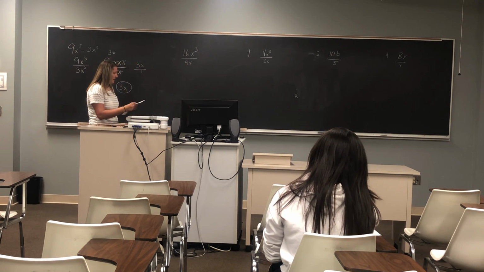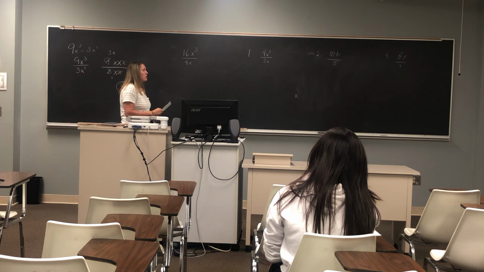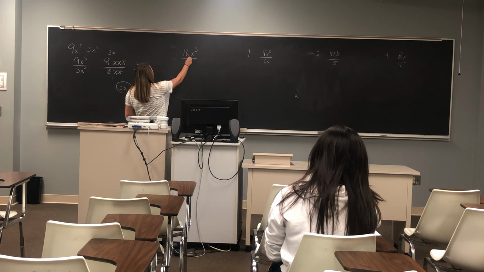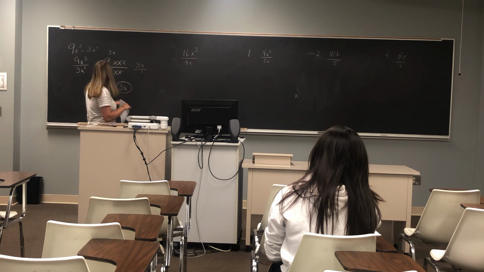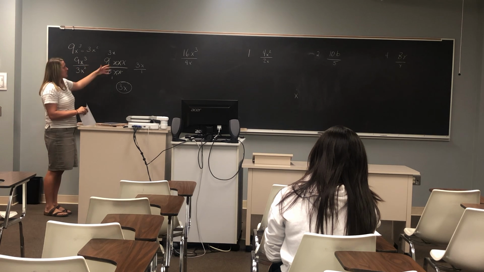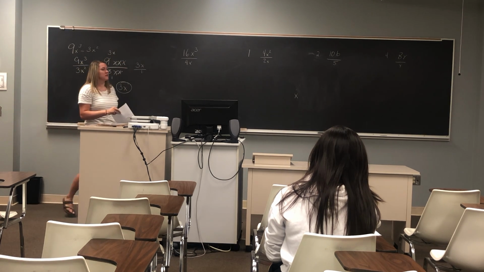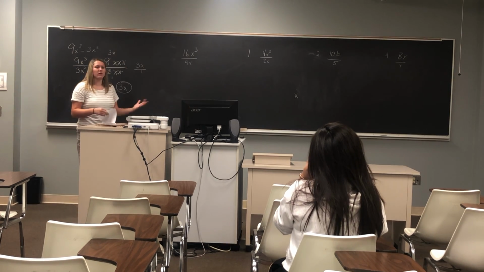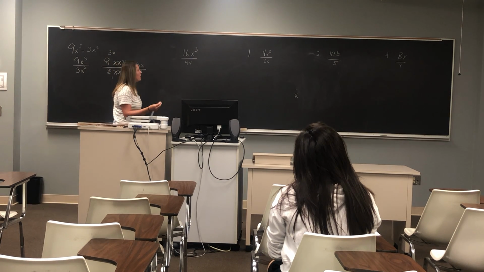So we have 16x cubed over 4x. So again, this one is already with our fraction bar. We don't have our division symbol. It's already been put together like I did here. So we could write it 16x cubed divided by 4x, but we already know that's what it says. So let's go ahead and write this out.